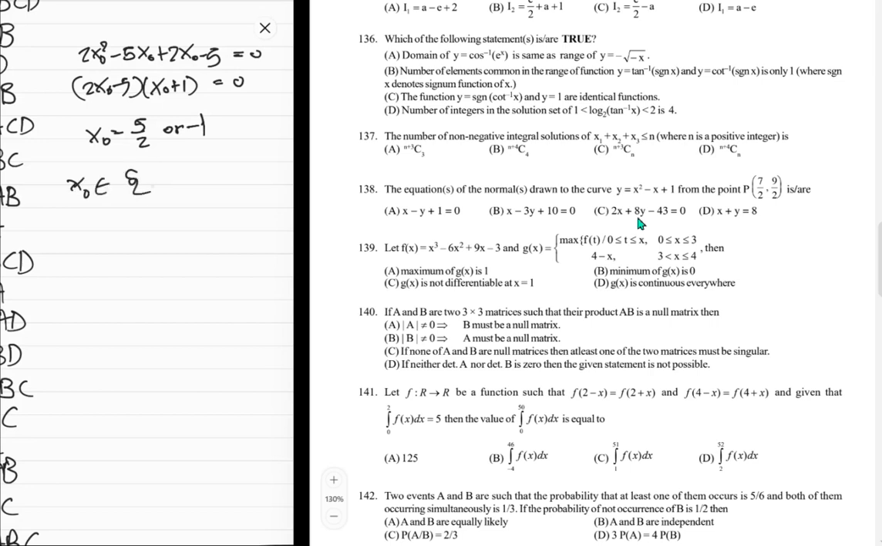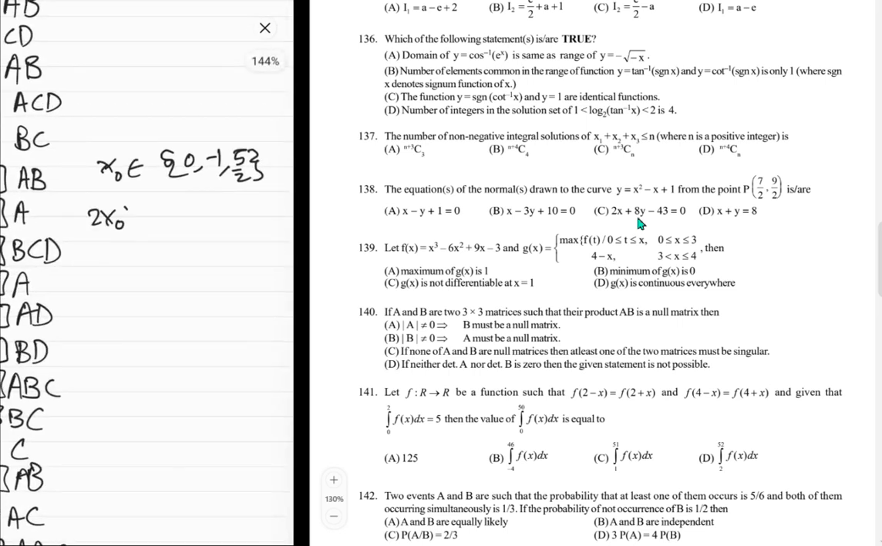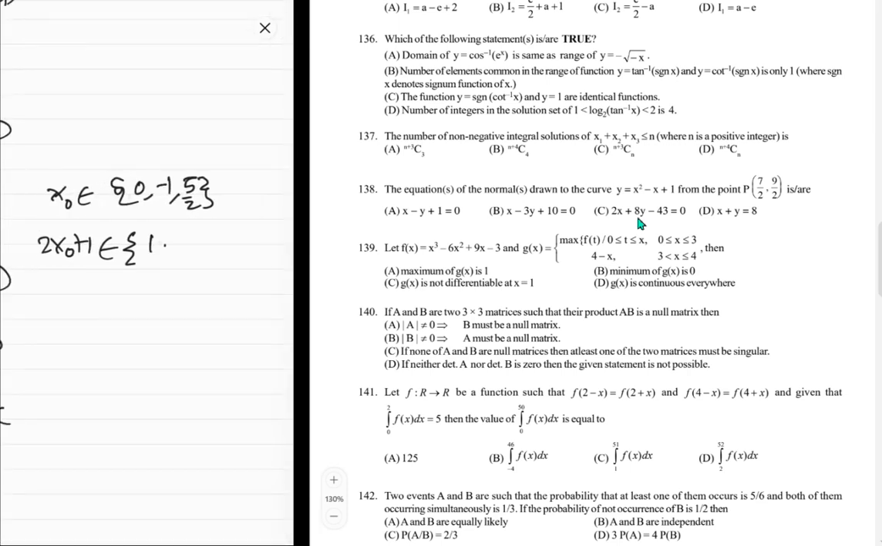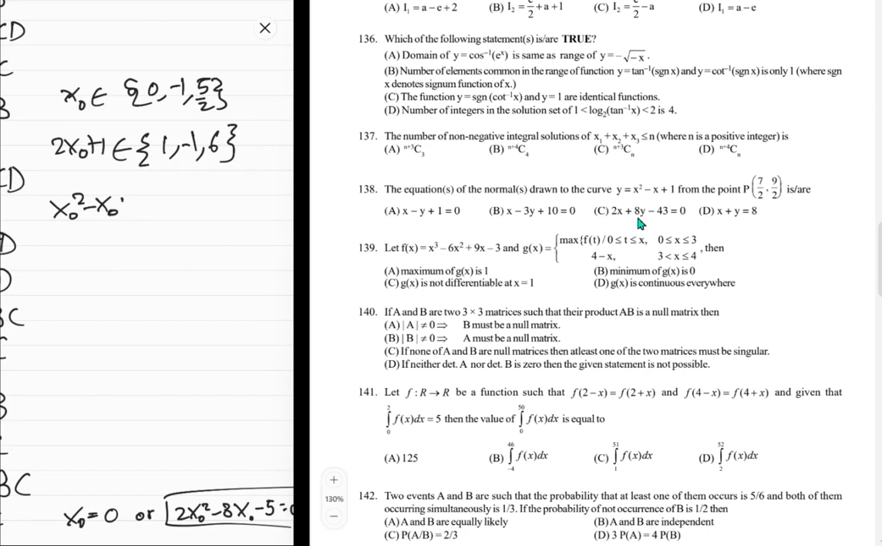What could the roots be? 0, -1, 5/2. Let's see. So let's also find 2x naught plus 1 once. What will 2x naught plus 1 be? It will be 1, and then let's see, -2 plus 1 is -1, and then 5 plus 1 is 6. What else do we need? x naught squared minus x naught plus 1. So for 0 this is just 1. For -1 it's 1 plus 1 plus 1, right? It's 3.